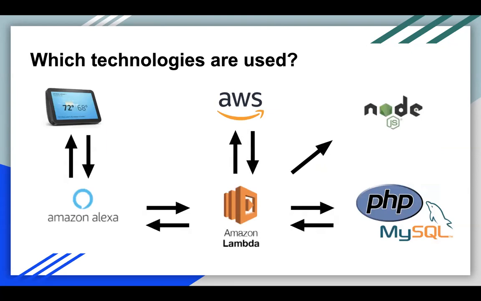So what technologies do we use to create this? Our application runs on Amazon Alexa enabled devices. That can be like an Echo Dot or an Echo Show that has a screen. Our code runs on Amazon Lambda, and it uses AWS, which is the Amazon Web Services, to support it. And we use the Node.js programming language, and we store all the data that we collect on a PHP MySQL database.